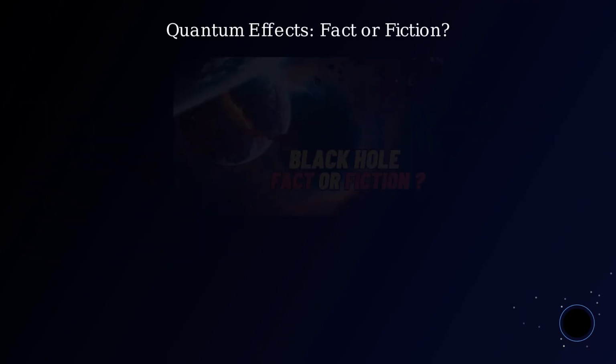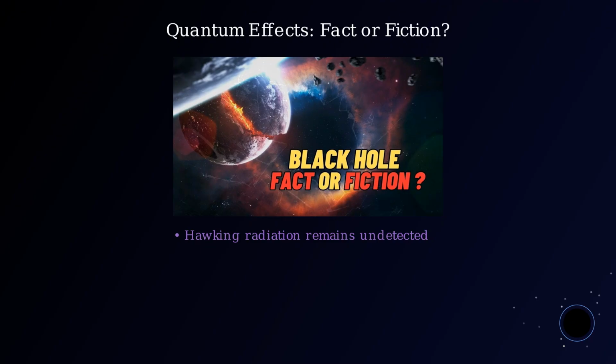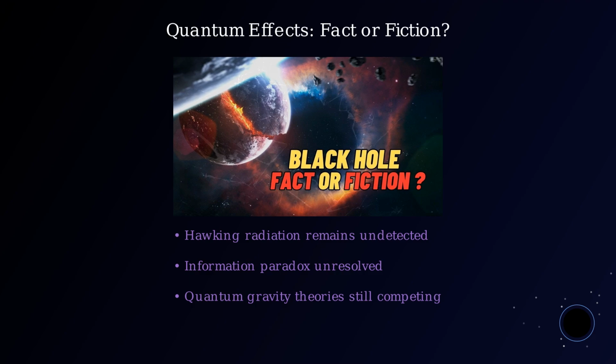Quantum effects near black holes blur the line between scientific fact and theoretical fiction. Stephen Hawking predicted that black holes emit radiation and eventually evaporate, but this radiation remains undetected. The information paradox remains one of theoretical physics' greatest unresolved debates. What happens to information that falls into a black hole? Various quantum gravity theories, including string theory and loop quantum gravity, offer different solutions, but conclusive evidence remains elusive.